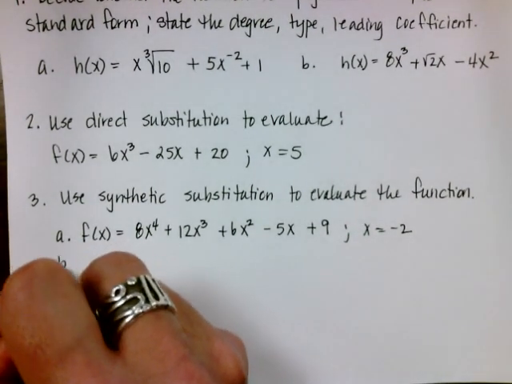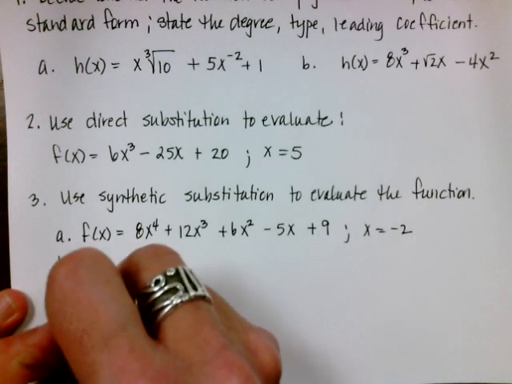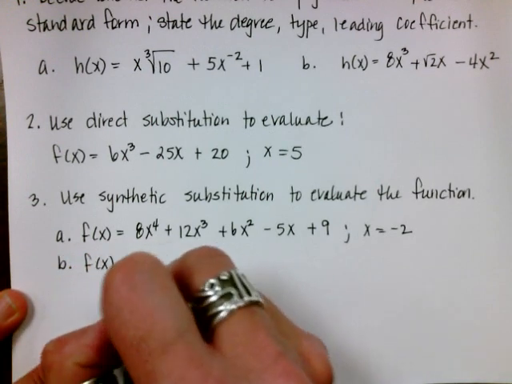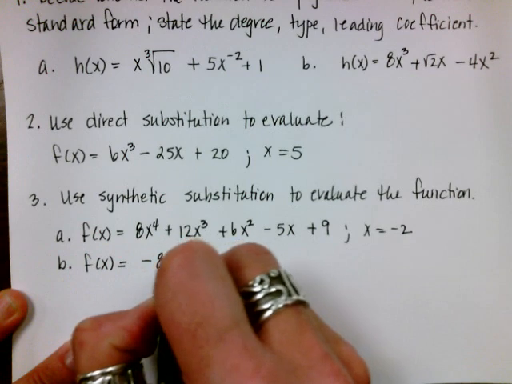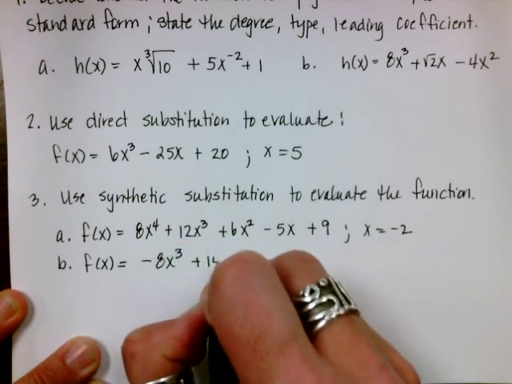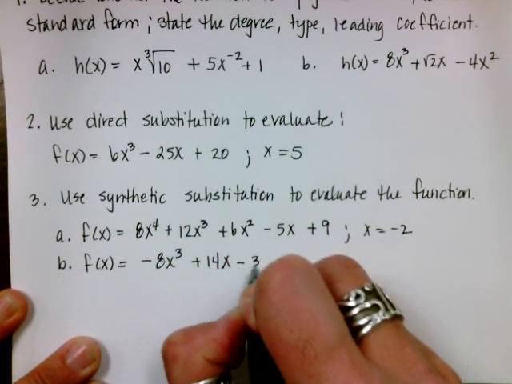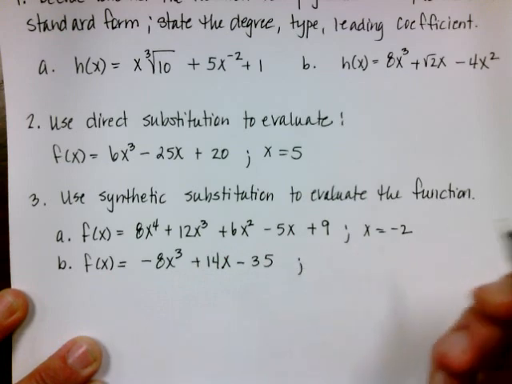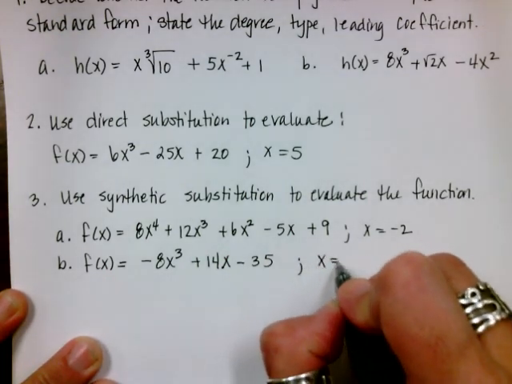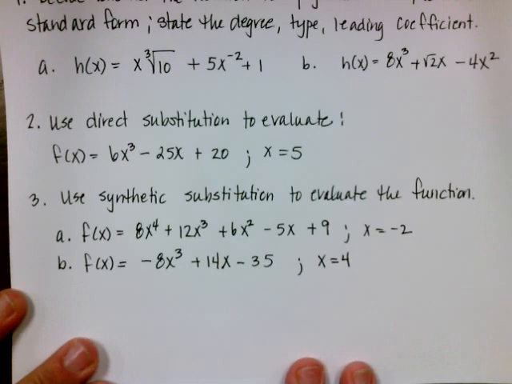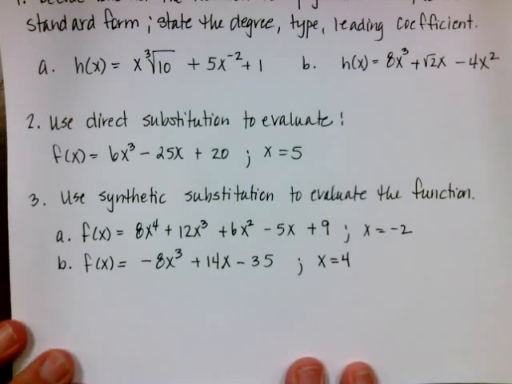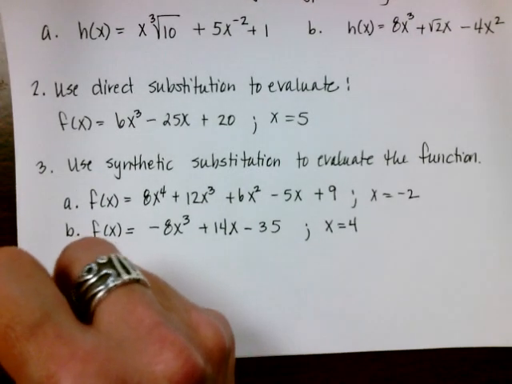And then your second one is going to say f of x is equal to negative 8x cubed plus 14x minus 35. Remember again not to forget your placeholders and evaluate it at x is equal to 4. All right, one more problem.